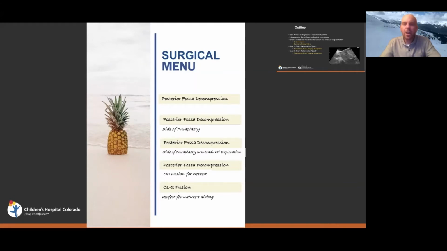So they all start, with the exception of the last one, with posterior fossa decompression. And we'll walk through some of those details. But then, do you do a duroplasty or not? Or do you open the dura and expand it? Do you do any kind of intradural exploration? So once the dura is open, do you further explore the craniocervical junction for any reasons? Do you do an OC fusion? That's something that's becoming less and less common. But sometimes we do have to do that. And those are usually highly complex patients or even patients who are down the road after their initial decompression. And then lastly, I'll talk a little bit about a concept that was kind of controversial a few years ago about recommending C1-2 fusions for Chiari patients.